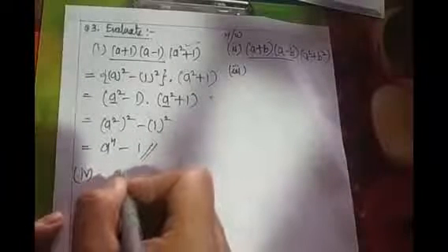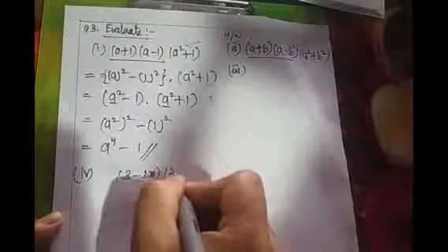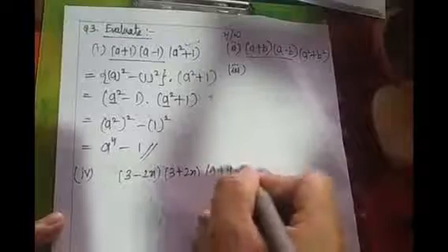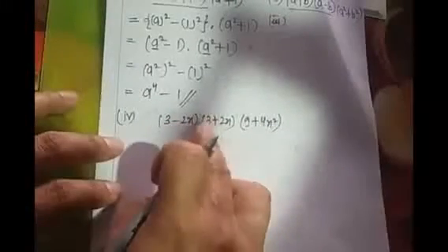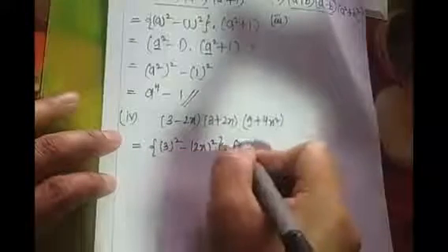3 part 4. So 3 part 4 your question is, let me see the question first. (3 − 2x)(3 + 2x)(9 + 4x²). So I hope you have already guessed. You can see out here it is in the form of (a + b)(a − b). Therefore this is nothing but, use the curly bracket, so that you don't get confused, (3² − (2x)²)(9 + 4x²).